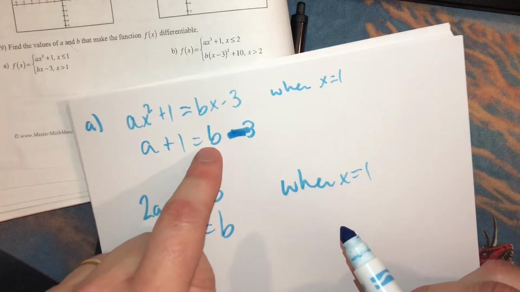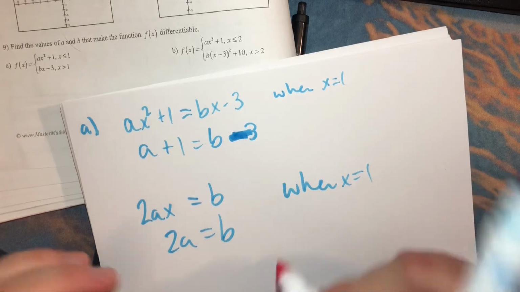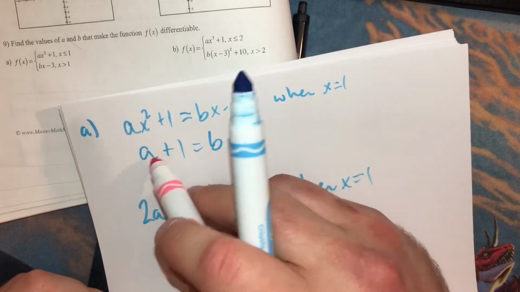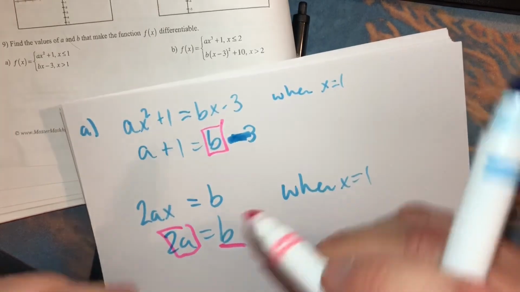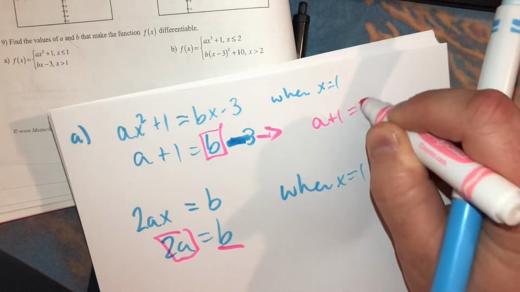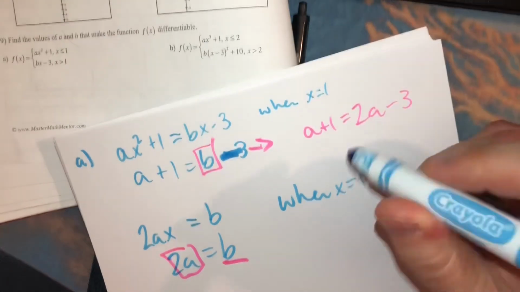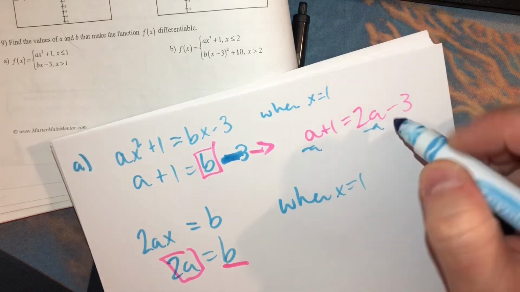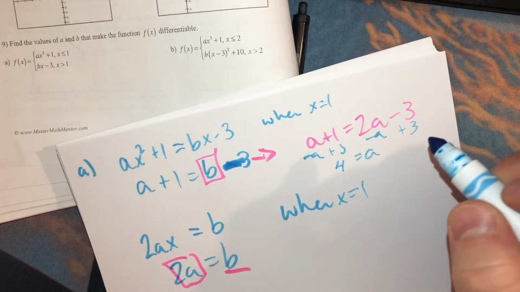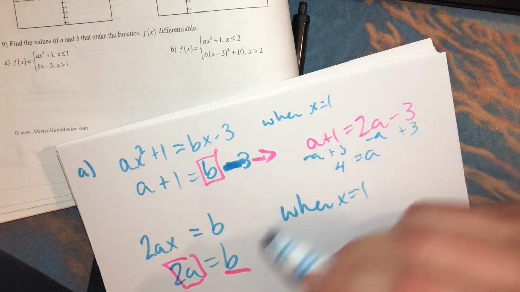So I have a plus 1 is equal to b minus 3. I also have 2a is equal to b. I'm able to do substitution here. b is equal to 2a. And so I could go into this other equation, and where I see b, I could write 2a in its place. And so I could write a plus 1 is equal to 2a minus 3. And now this is a basic algebra question we can solve. I'll subtract the a from both sides. I'll add the 3 to both sides. I get 4 is equal to a, so a is 4. And then 2 times a is b, so that means 2 times 4.